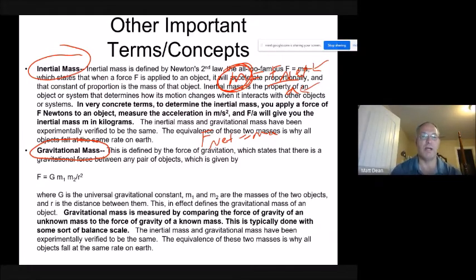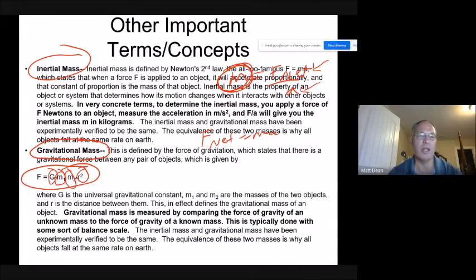Now, gravitational mass is calculated using the law of universal gravitation. We could measure the gravitational force between two objects, one of known mass. This is the distance between their centers. This is the universal gravitation constant. It's always the same. And we could use this formula to calculate the unknown mass.